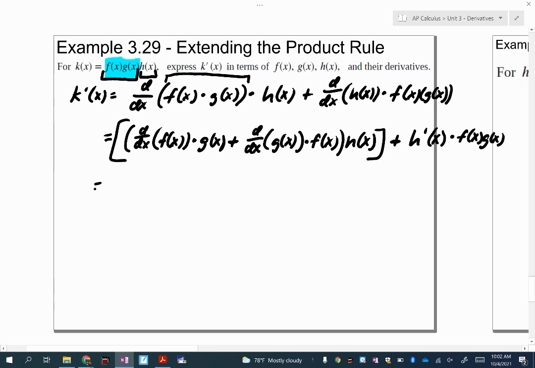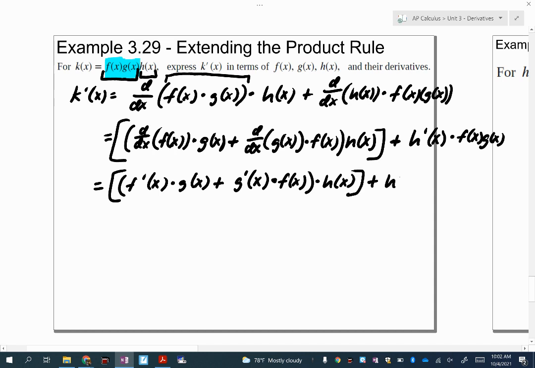Now let's deal with this bracket. So we have the derivative of f of x, which is f prime of x times g of x, still inside this here, plus the derivative of g of x, which is g prime of x times f of x. But all of that needs to be multiplied by h of x. Copy this down, h prime of x times f of x times g of x.